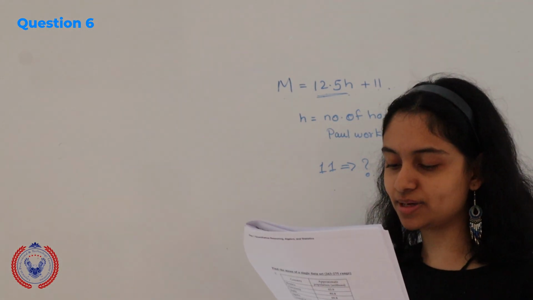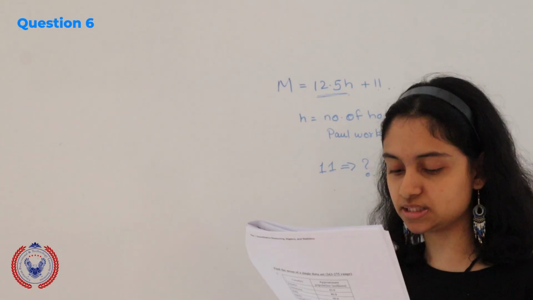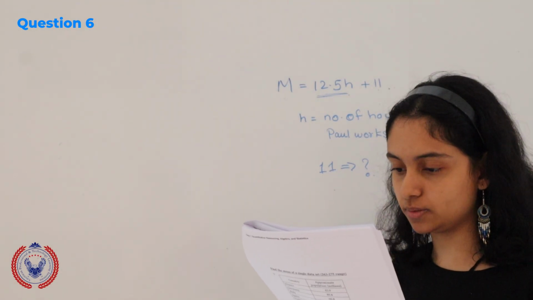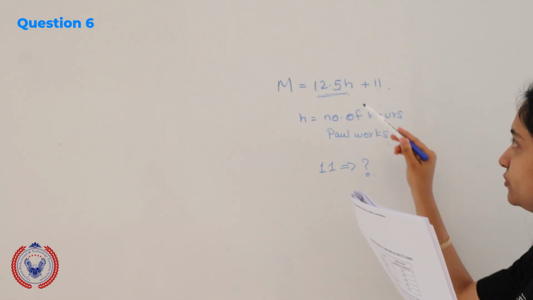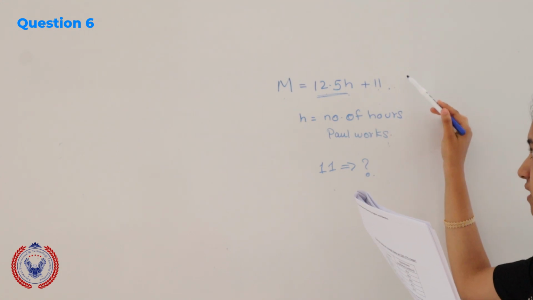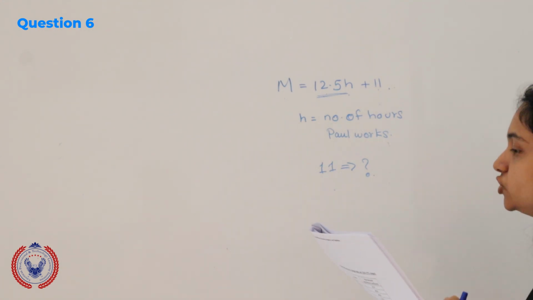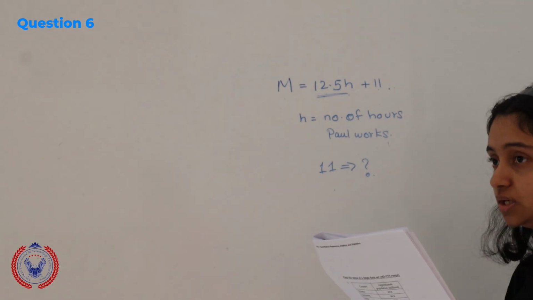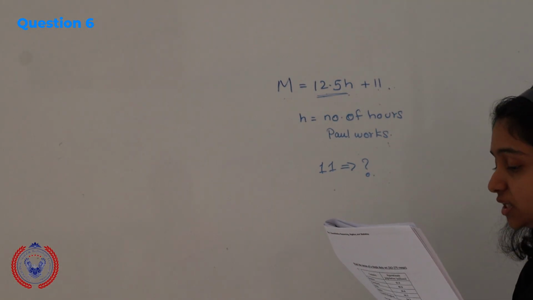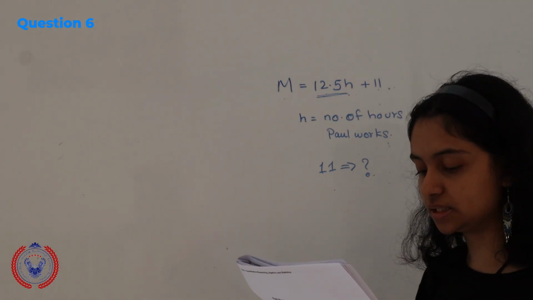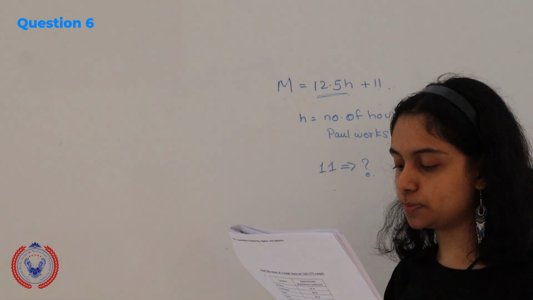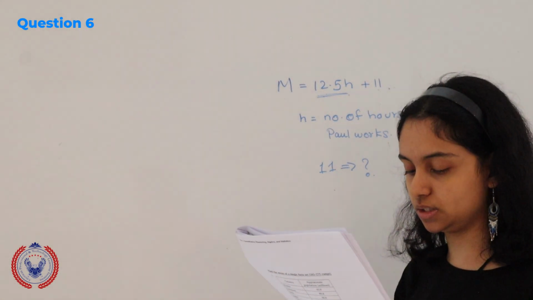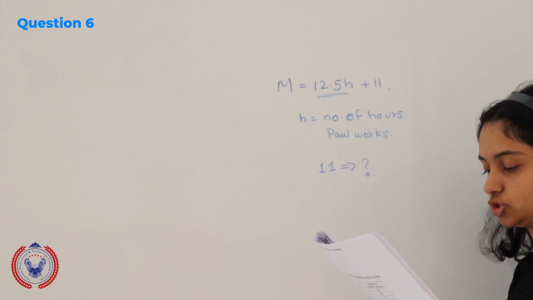C, the total amount of money in dollars Paul earns after working for 1 hour. It does not specify 1 hour anywhere. It just says the number of hours. So C could not be an option because it's very close, but it's not an option. D, the amount of money in dollars Paul earns in addition to an hourly wage. D would be the right choice.